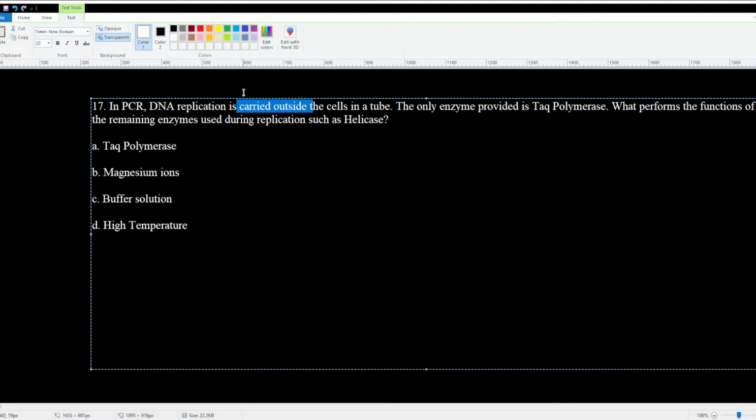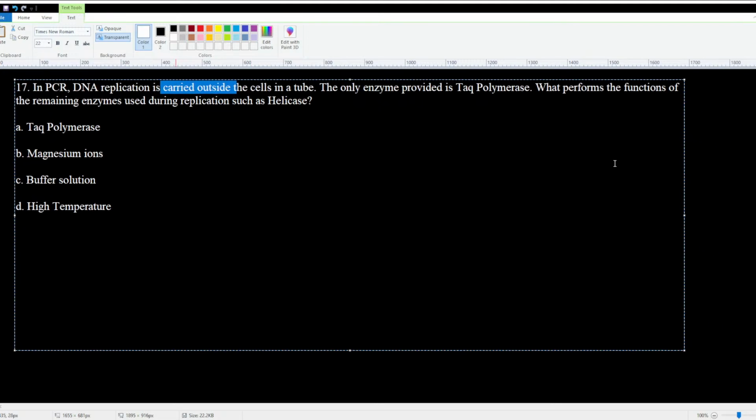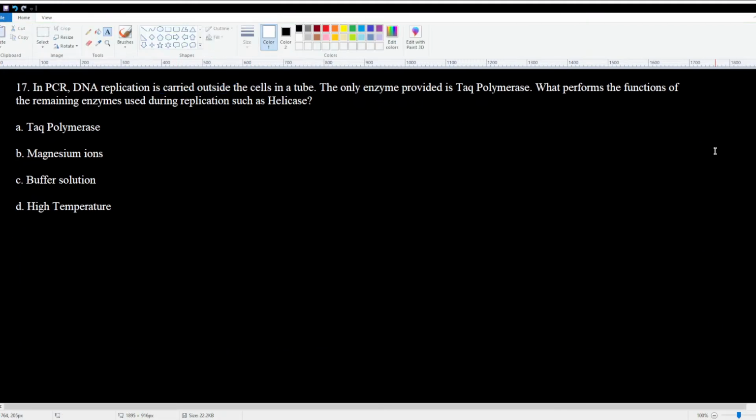So, in PCR, DNA replication is carried out outside of the cell in a tube. The only enzyme provided is Taq polymerase. What performs the function of the remaining enzymes that are used during replication, such as helicase? So, once again, you guys didn't really go over DNA replication in a whole lot of detail. So if you don't know what a helicase is, well, you're kind of SOL, right?